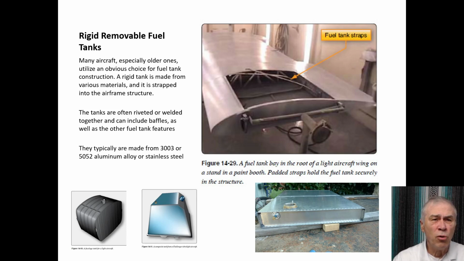Many aircraft, especially older ones, utilize an obvious choice for fuel tank construction. A rigid tank is made from various materials and it is strapped into the airframe structure. The tanks are often riveted or welded together and can include baffles as well as other fuel tank features. The typical material is 3003 or 5052 aluminum alloy or stainless steel can be used.